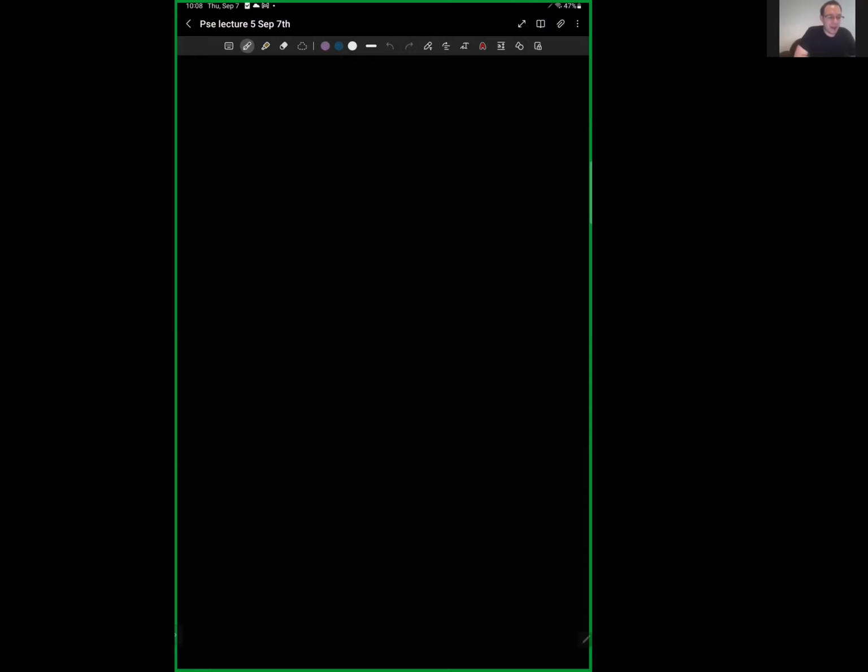And last time I got the feeling that some people didn't get the definitions of kernel and image, right. So let me revise it.